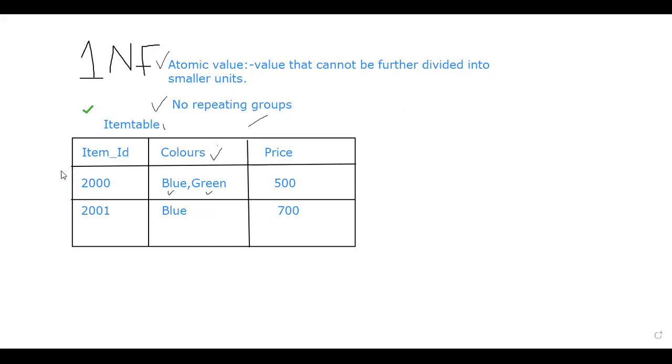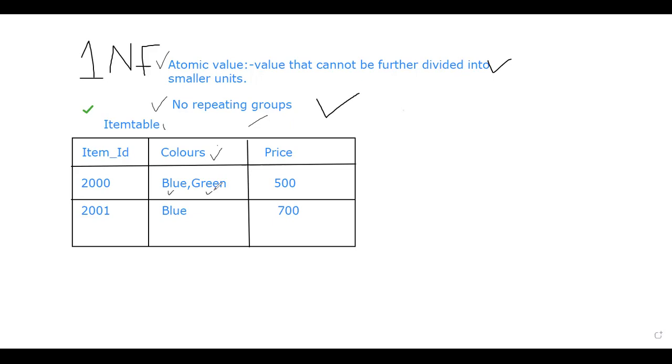Then what about repeating groups? Of course we don't have repeating groups, so we are passing that condition. However, we don't have atomic values. The colors attribute has blue and also green. Therefore this item table is not in first normal form.